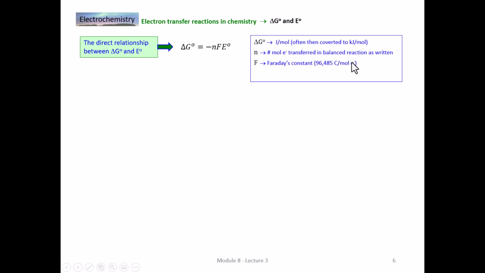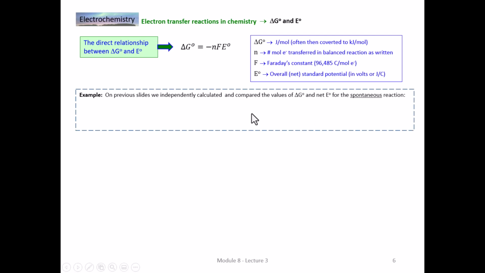F is that Faraday's constant I told you about earlier, 96,485 coulombs per mole of electrons. And of course, E0 is the overall net standard potential, which would be in volts, or in other words, in joules per coulomb. Let's do an example.